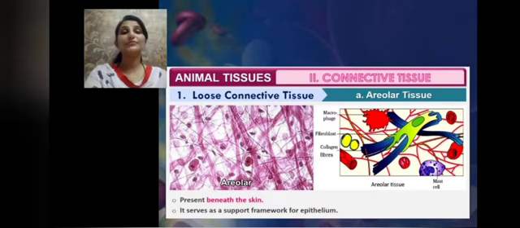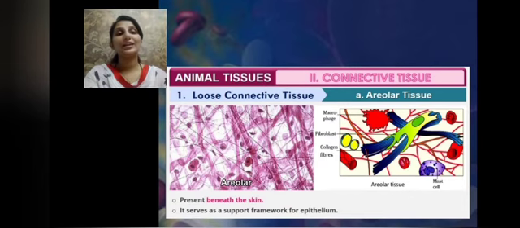Let us learn about the first type of loose connective tissue, that is areolar tissue. The areolar tissue is present beneath the skin, and its function is to give a suitable framework for the epithelium. We learnt about the compound epithelium, which is multi-layered, and the compound epithelium is present in the skin, and for this epithelium the framework is provided by the loose connective tissue, that is the areolar tissue.